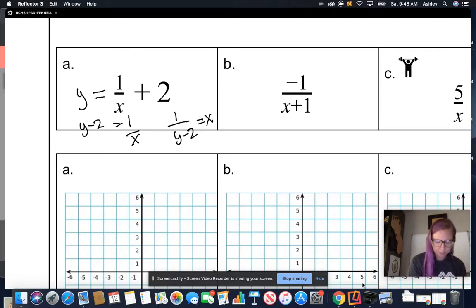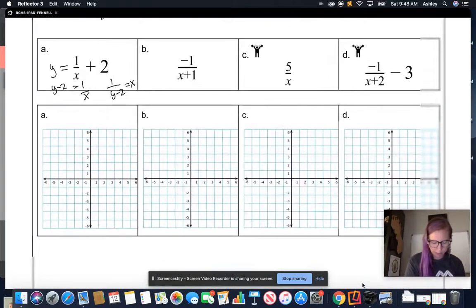All right, so let's see what we can do with this. If this thing would stop freezing, that'd be great.